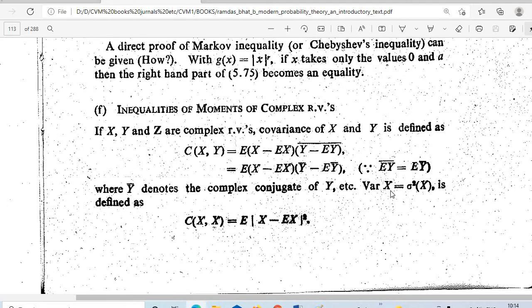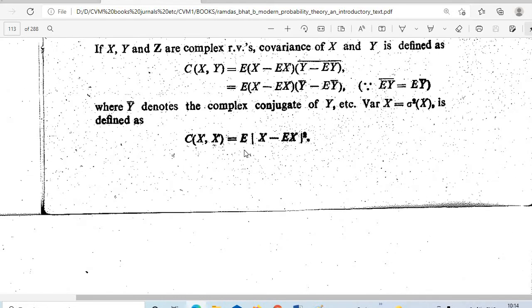And variance of x we denote as sigma square of x. If we replace y with x, the covariance will become variance. So covariance x comma x equal to expectation of (x minus expectation of x) into (x minus expectation of x) conjugate, that is, mod of x minus expectation of x whole square. So this is c of x comma x.